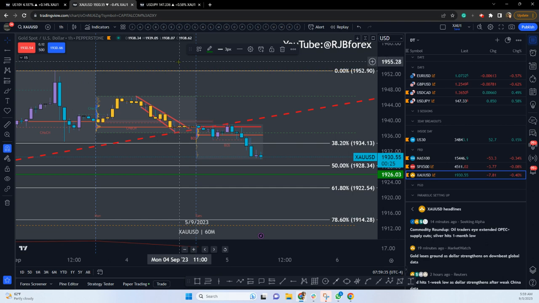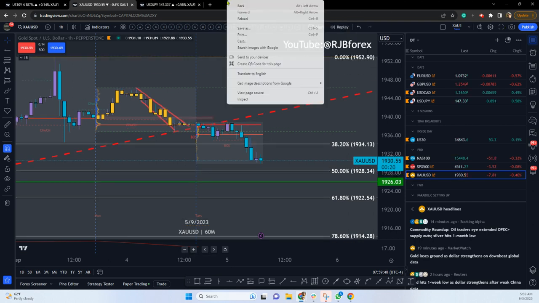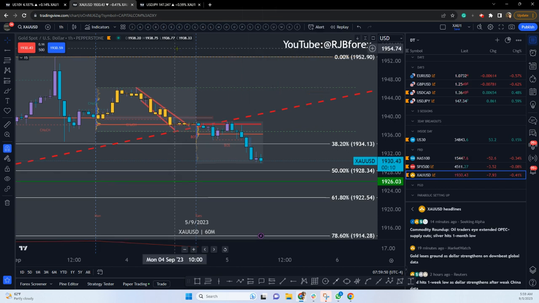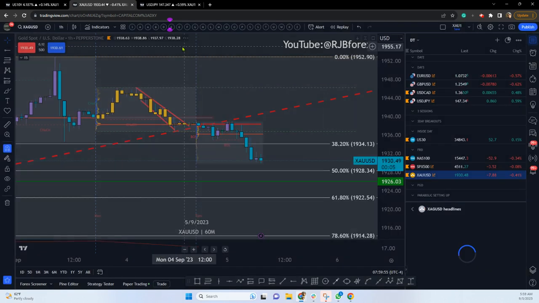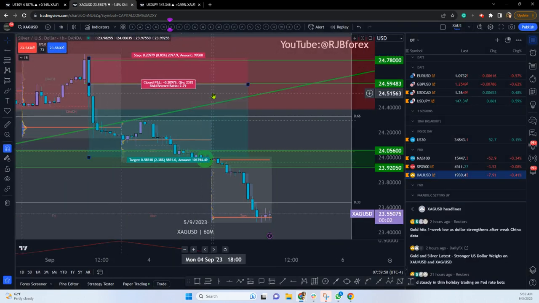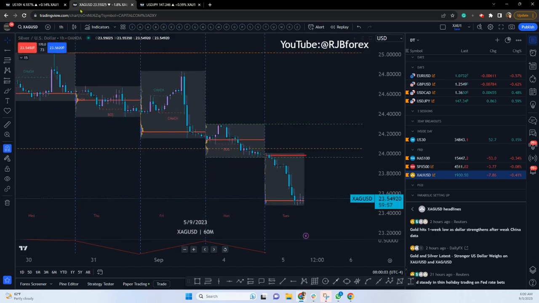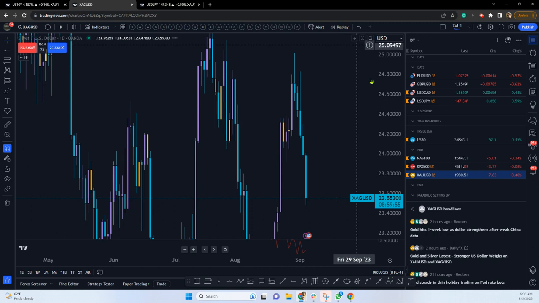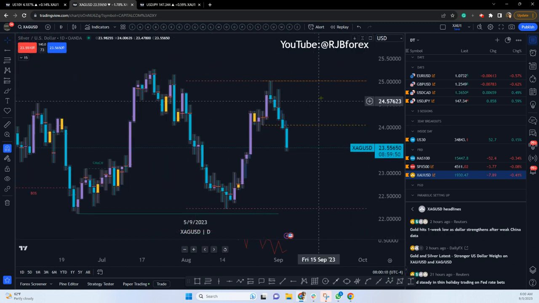And then, oh, there goes my mouse. And then I expect silver to, bear with me, be looking the same. So similar scenario for silver.